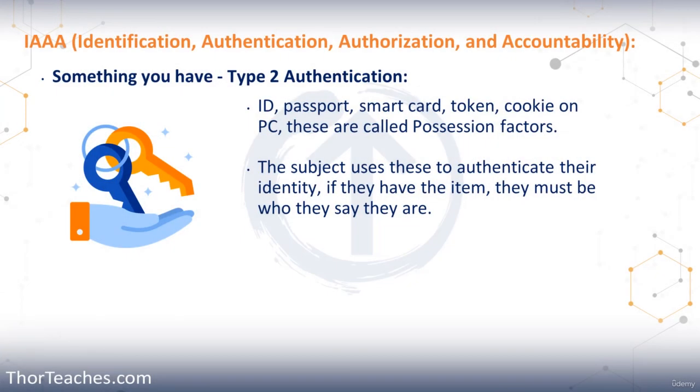In this lecture, we're going to talk about Type 2 authentication. That can also be called something you have or possession factors, because it is something you have in your possession. Here, since we have whatever it is in our possession, we prove who we are. I say, I am Thor. I use that for identification. Then I have to prove I'm Thor. Since I have Thor's ID or passport or credit card, I must be Thor.